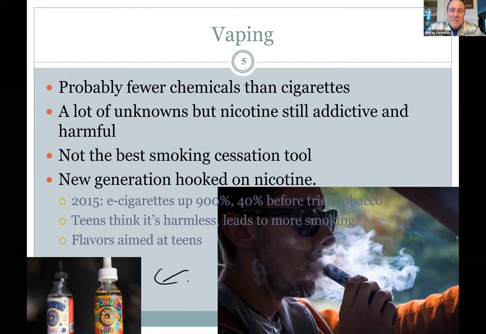Anyway, is vaping better? It possibly has fewer chemicals. We kind of know the chemicals that are being brought in, but there's formaldehyde if it's hot enough. And nicotine is just addictive, and it has bad consequences. So it's another way of administering it, and it's not the best tool. Oh, I'll vape instead of smoking. Well, you're still getting the issues with the nicotine. So ideally, you wouldn't do either.